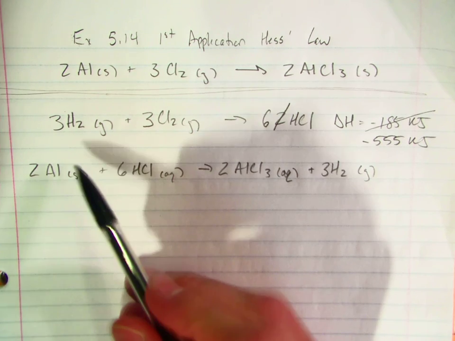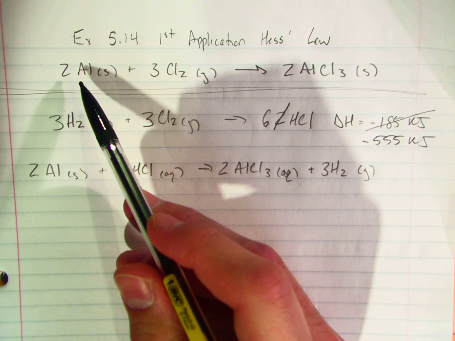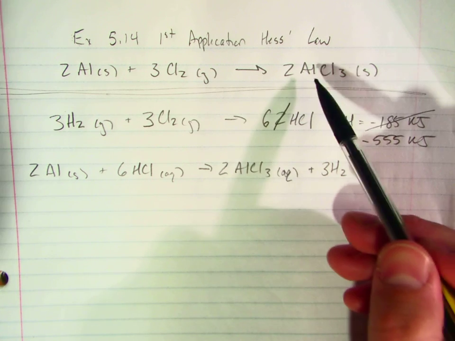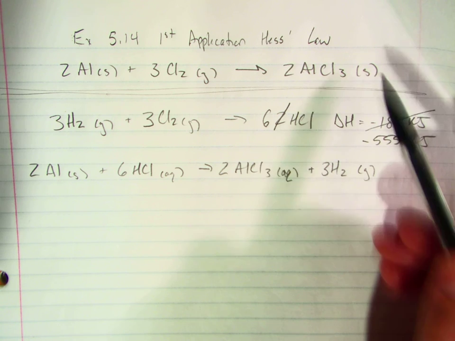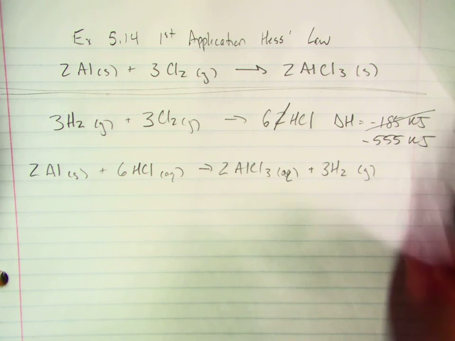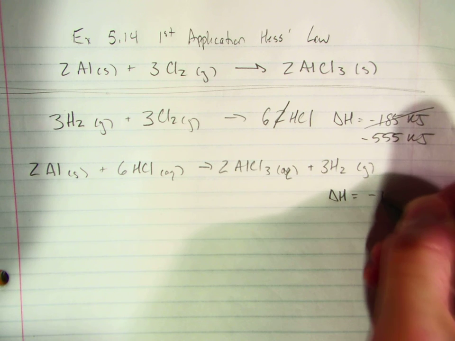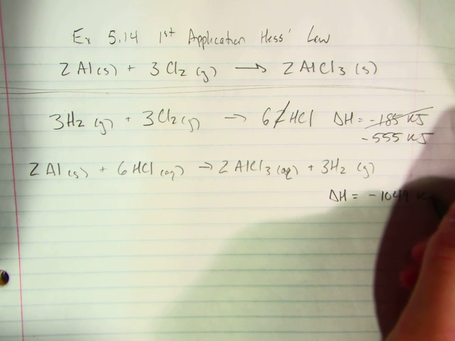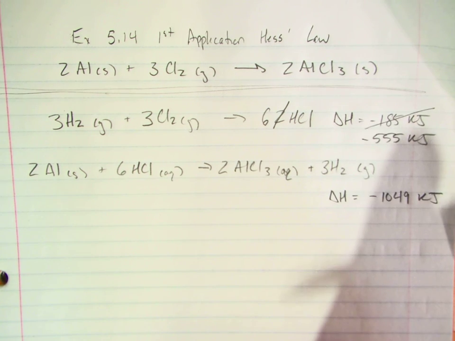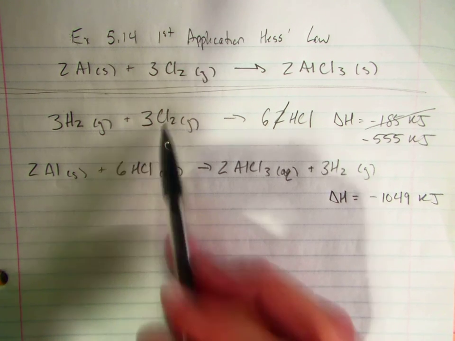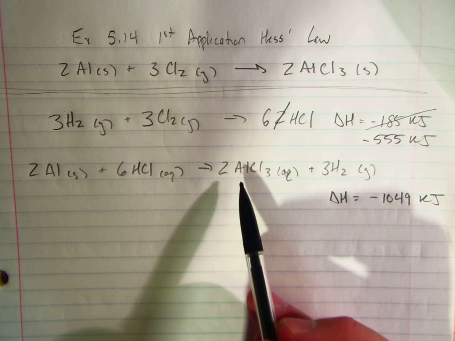And that's good. I matched up my 2 solid aluminums. At first glance it looks like I matched up my AlCl3 as well, but I didn't because notice this one's aqueous. That one was a solid. My delta H for that reaction as it was written is negative 1049 kilojoules. So I've got my aluminum where I want it. I got my chlorine where I want it. I don't have the right AlCl3.